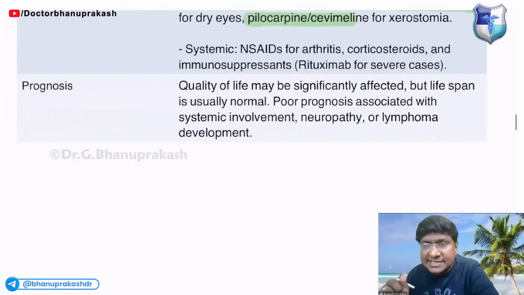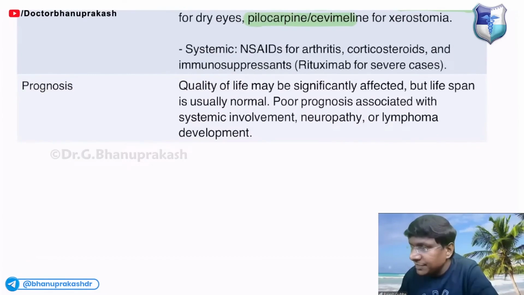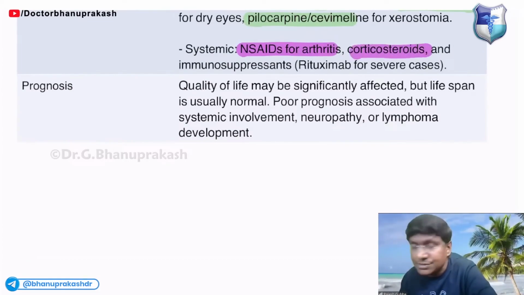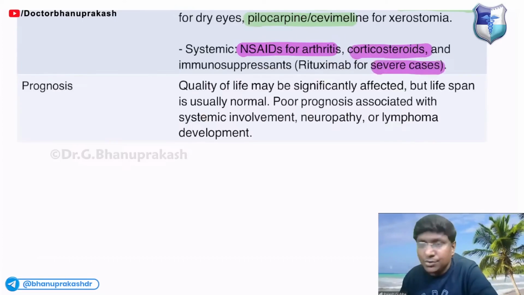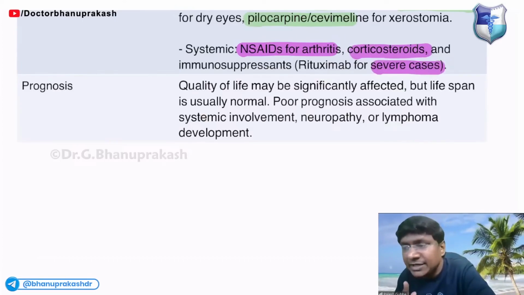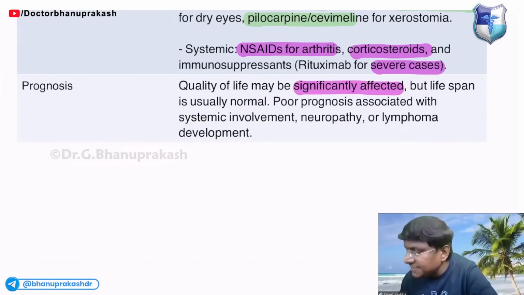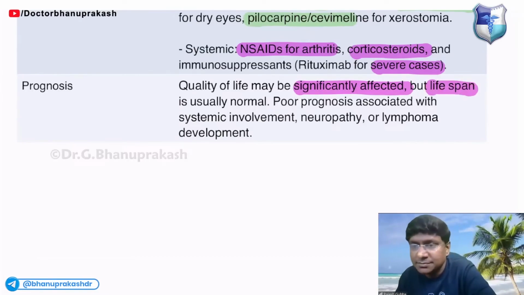And in systemic involvement, because the most common extraglandular manifestation is arthritis, you need to give NSAIDs for arthritis. Okay. And if the individual is not responding to NSAIDs, you need to give corticosteroids. And in severe cases, you need to give immunosuppressants, that is, rituximab should be given. And how is the overall prognosis, right? Quality of life is very significantly affected. Why? Because there is dry eyes and dry mouth. But lifespan of the individual is usually normal, right?